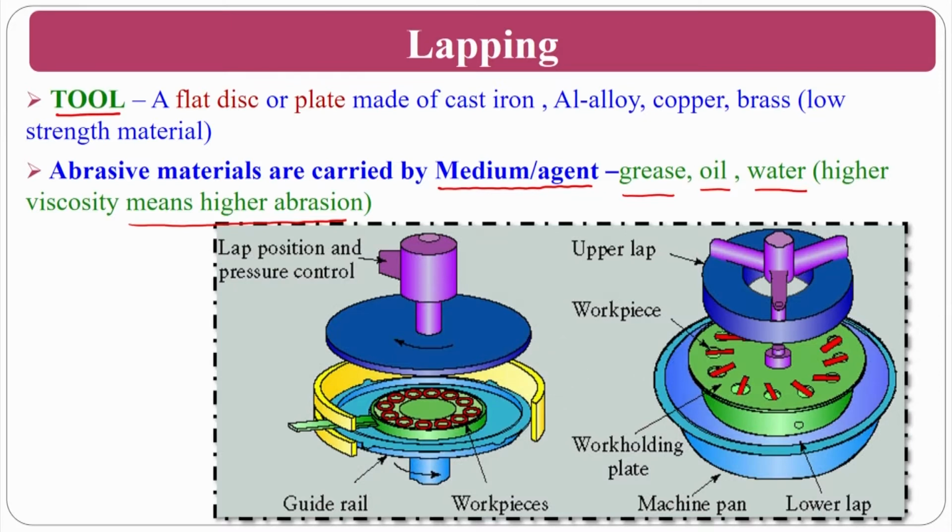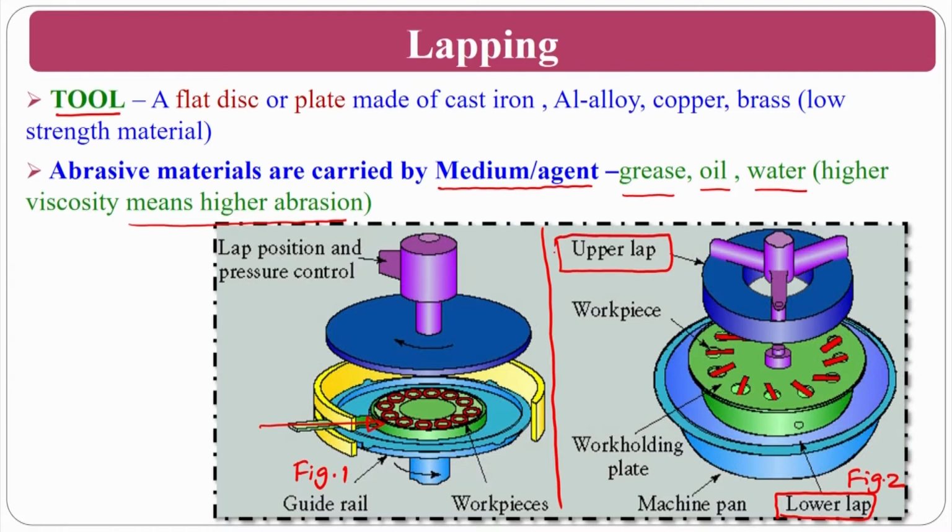There are two varieties of lapping. In one, you just have the workpieces on the bottom, like the red ones. If you see figure 1 and this is figure 2. In figure 1, the workpieces are placed on the green one. These are the workpieces, and the lap comes from the top and tries to finish. This is with respect to one lap. You can also do it on both sides: if you see figure 2, you will have a lower lap and there will be an upper lap.